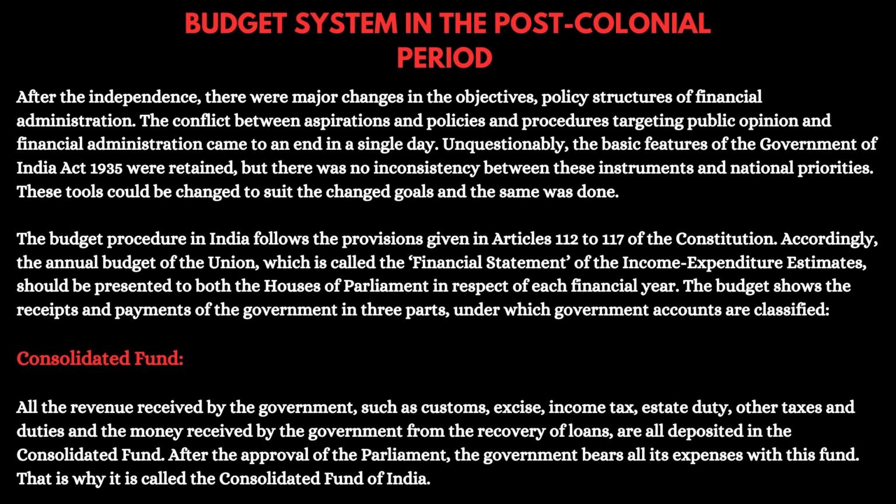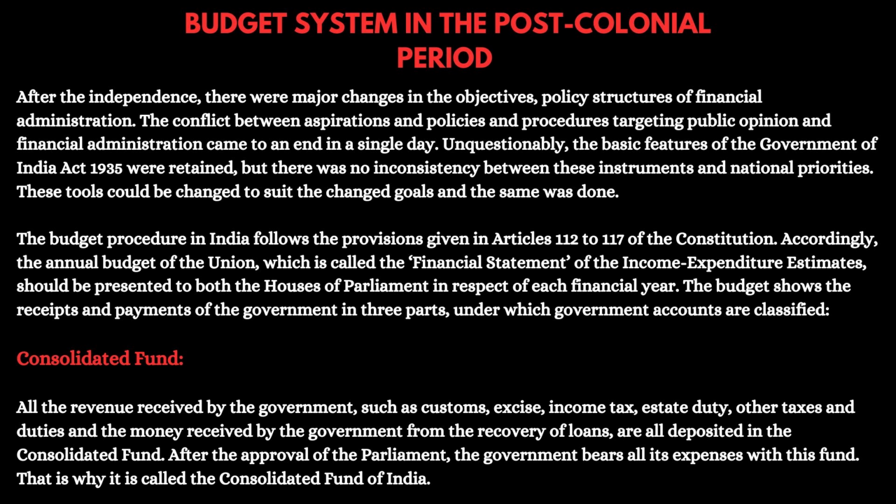The budget procedure in India follows the provisions given in Articles 112 to 117 of the Constitution. Accordingly, the annual budget of the Union, which is called the Financial Statement of Income and Expenditure Estimates, should be presented to both the Houses of Parliament in respect of each financial year. The budget shows the receipts and payments of the government in three parts, under which government accounts are classified.